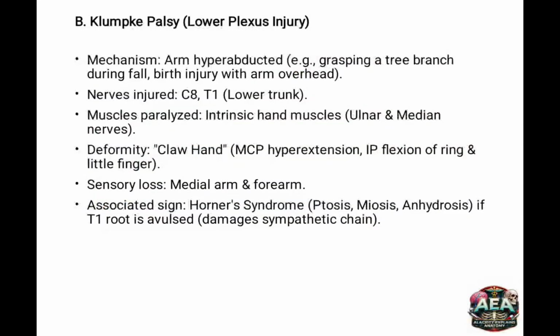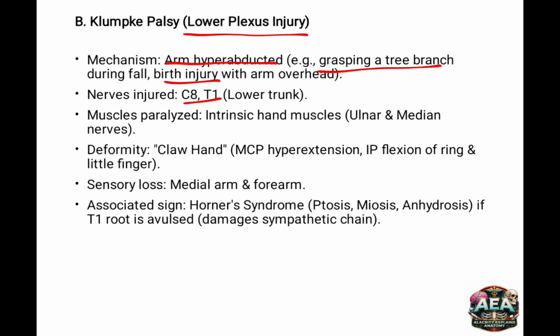Now, Klumpke's palsy, this is where you actually have the Horner syndrome. In Klumpke's palsy, the mechanism is that the arm is hyperabducted, unlike in Erb's palsy, where the problem is an increase in the angle between the neck and the shoulder. In this situation, we have a hyperabducted arm when one is grasping a tree branch during a fall, or birth injury with the arm overhead. Nerves affected are C8 and T1, which together form the lower trunk, remember. So we can also call this the lower plexus injury.